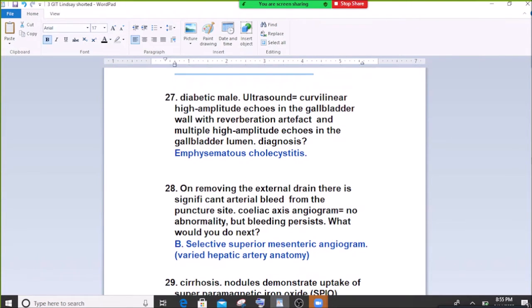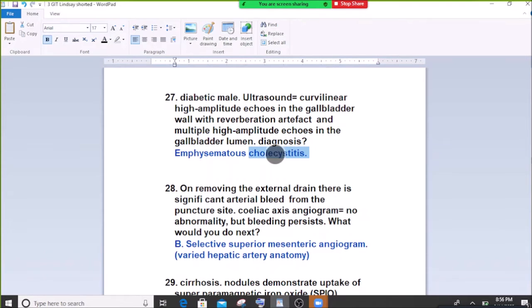27. Diabetic male, ultrasound shows curvilinear high amplitude echoes in the gallbladder wall with reverberation artifact and multiple high amplitude echoes in the gallbladder lumen. Diagnosis: emphysematous cholecystitis. In diabetics, we see emphysematous cholecystitis. Curvilinear high amplitude echoes in the gallbladder wall show emphysematous cholecystitis, and in the gallbladder lumen these high amplitude echoes show dirty gallbladder air.